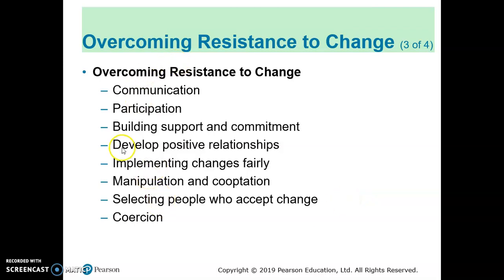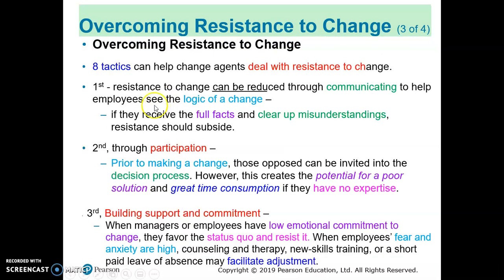Okay, there are many different ways to overcome resistance to change. It can be through communications, through participation, which means employees are asked to participate in the decision making and so on. Through building support and commitment, through developing positive relationships, by implementing changes fairly, and through manipulation and cooptation. It can be through selecting people who accept change, or by force or coercion. So we're going to go one by one. So, eight tactics that can help a change agent deal with resistance to change.